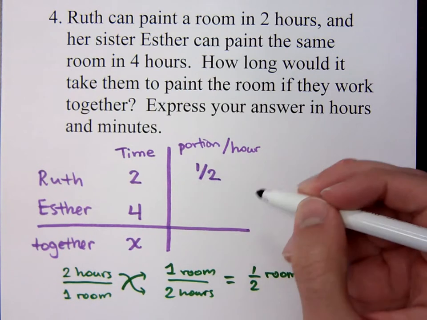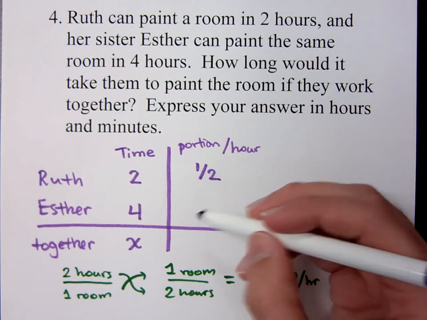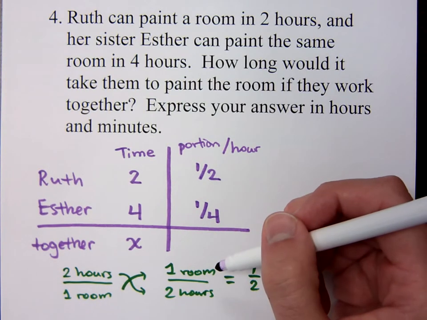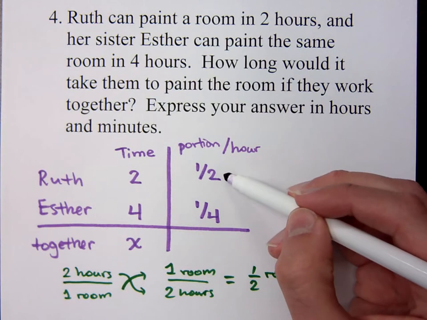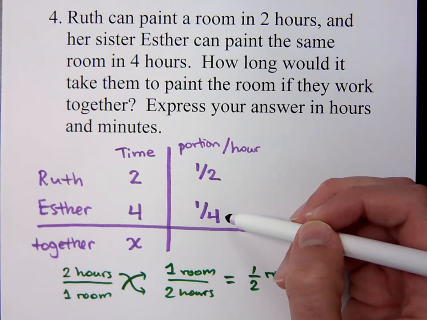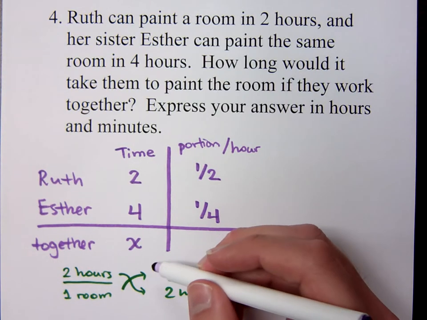What about Esther? What do you think? 1/4 of the room. Now, how'd you get 1/4? Because one room takes 4 hours. Right, you're doing the reciprocal. What's the reciprocal of 2? 1/2. What's the reciprocal of 4? 1/4. That gives you the portion per hour. So what would you write for their together portion per hour?